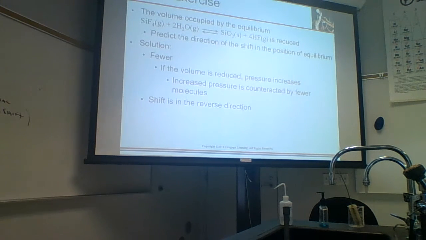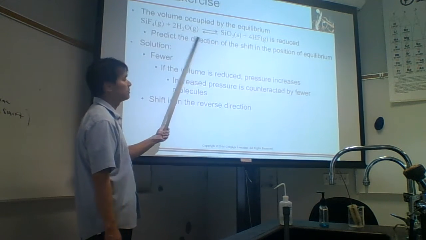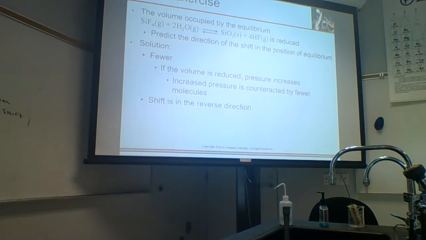And so to make a long story short, the shift is in the reverse direction because the reactants have a smaller volume than the products. What if both sides were the same? You know, one side has 100 liters, the other side has 100 liters. Then increasing or decreasing volume has no impact. There's no shift. They reach equilibrium. Squeezing it or expanding it doesn't favor one side or the other.